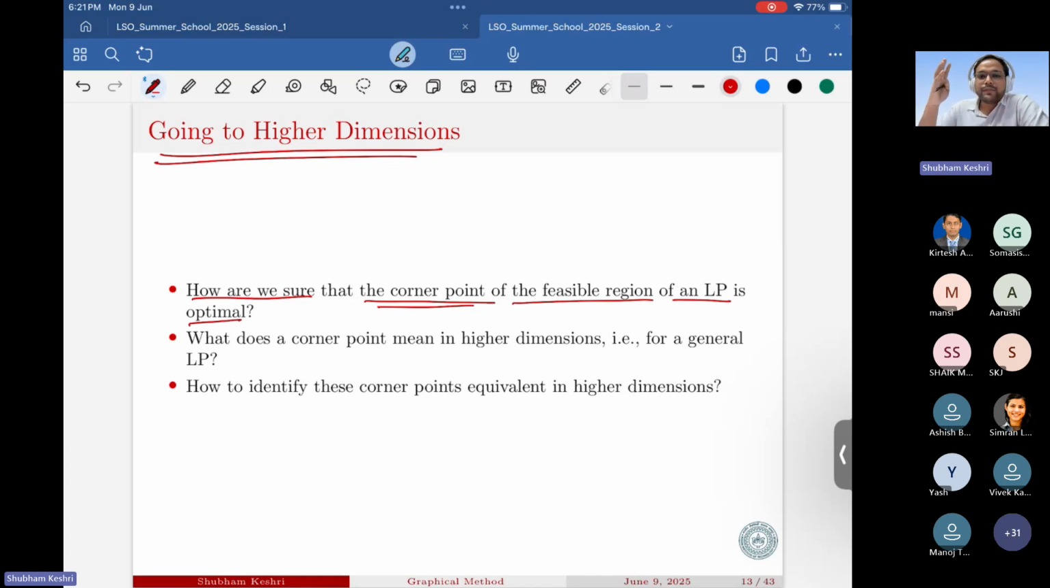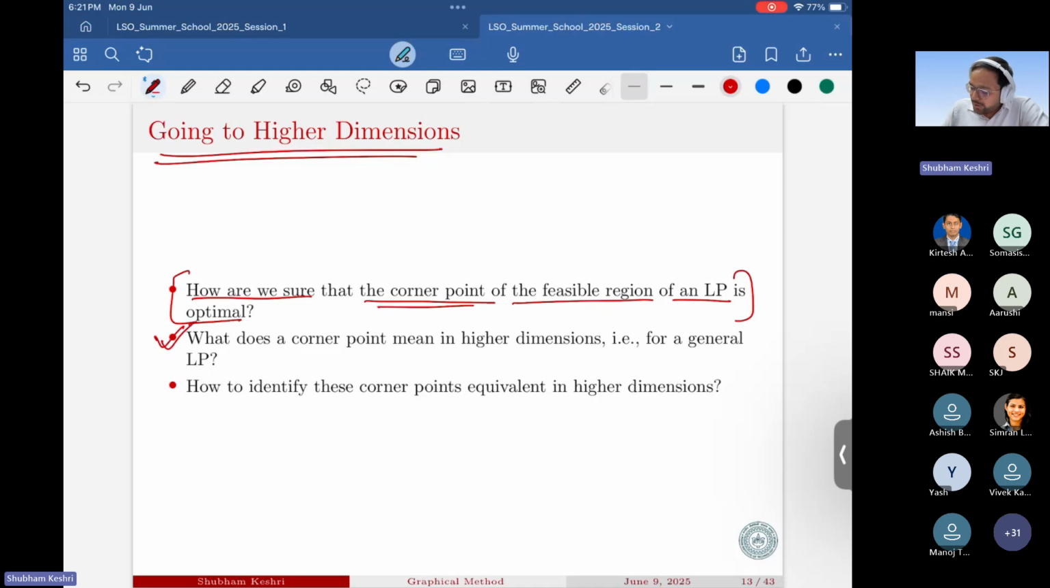We have made an observation which states that always a corner point is optimal. But how can we be sure that the corner point of a feasible region of an LP is optimal? So we have theorems for this, which state that the corner point of a feasible region, if it is bounded, is optimal. We will see. I have kept those theorems over here. So this is the first question we should think about.